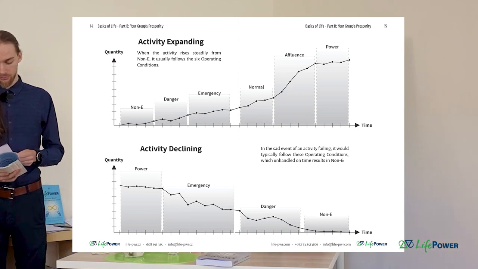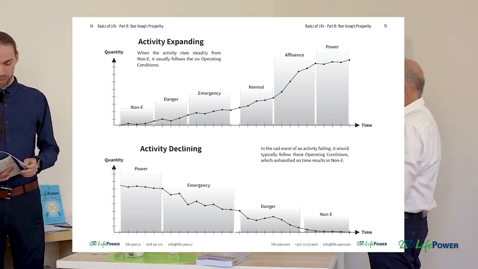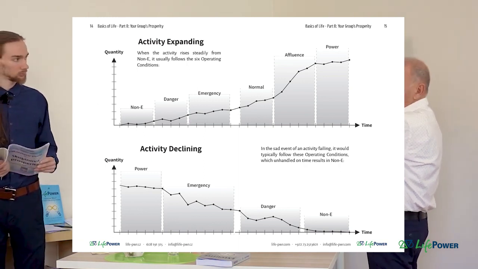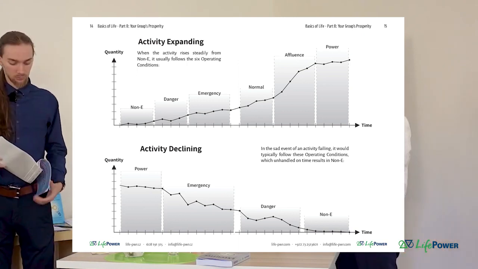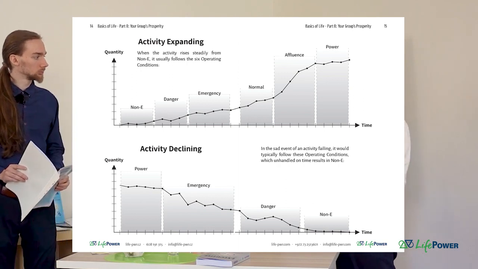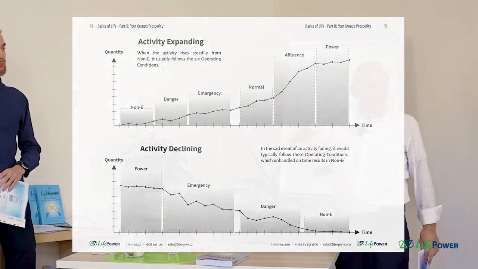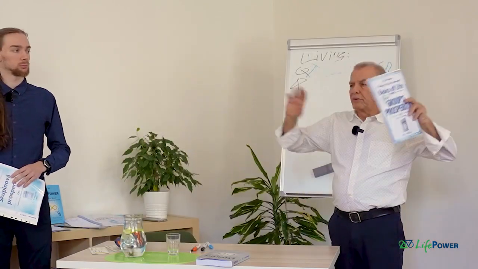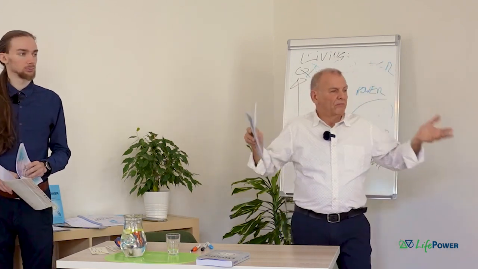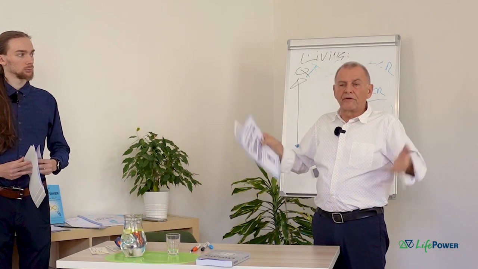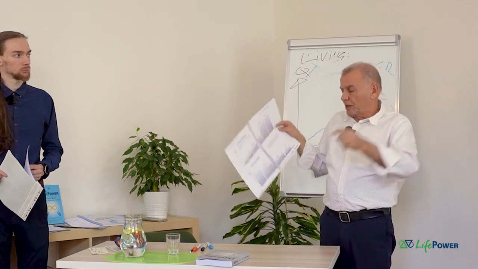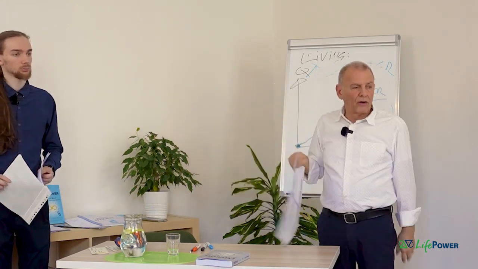So please look at pages 14, 15. So you can see at the top the activity expanding, going up from non-E, danger, normal, affluence, power. Okay? And the opposite would be the sad event of going out of business, going from power down to non-E. There are many, many examples in history. We won't even go into all these examples, but organizations or powers, countries that were very powerful, went up, became very powerful, and then they made mistakes or something changed, and they went down, and they no longer exist.